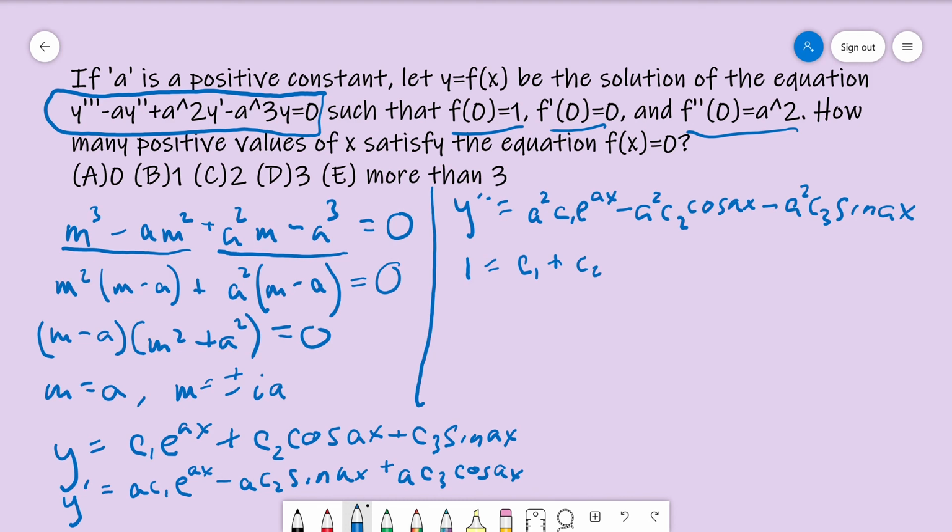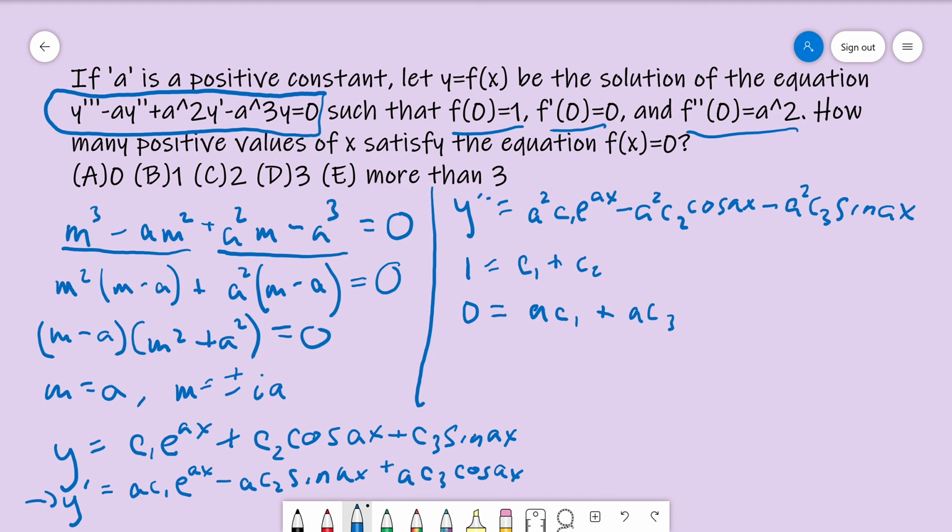Let's try the next one. F prime of 0 equals 0. So we get 0 is equal to, here's our F prime, a C1 e to the 0. E to the 0 is 1, so we get a C1, minus a C2 sine of 0, which is 0. And then plus a C3 cosine of 0. Cosine of 0 is 1, so that gives us plus a C3. And our final initial condition is f double prime of 0 equals a squared.